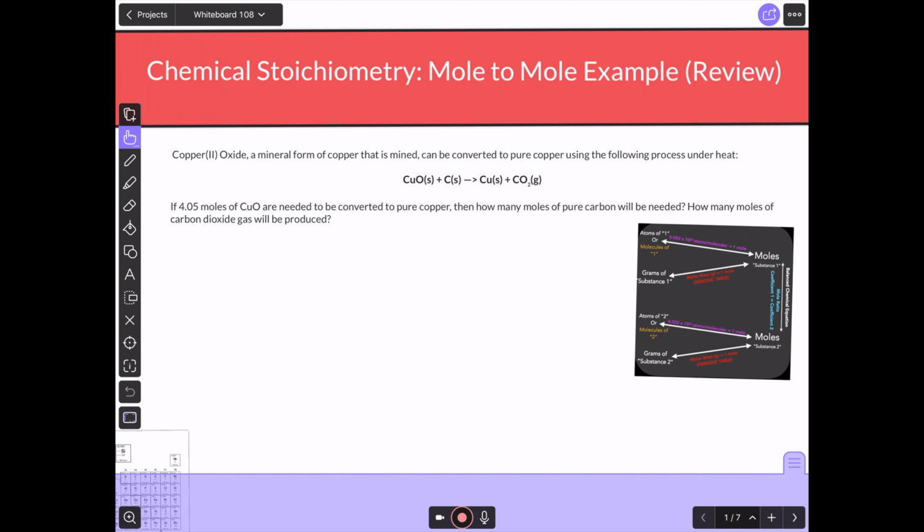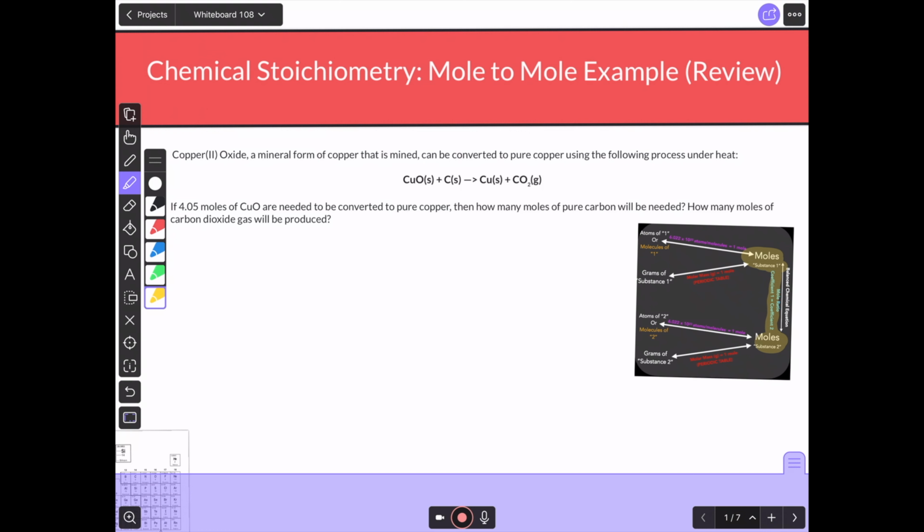So our scenario is that if we have 4.05 moles of copper oxide, and we need to convert that to pure copper, how many moles of pure carbon do we need, and how many moles of carbon dioxide gas will we make? Well, we know that we're starting off with moles of one substance, that being our moles of copper oxide, and we're converting straight to moles of another substance.